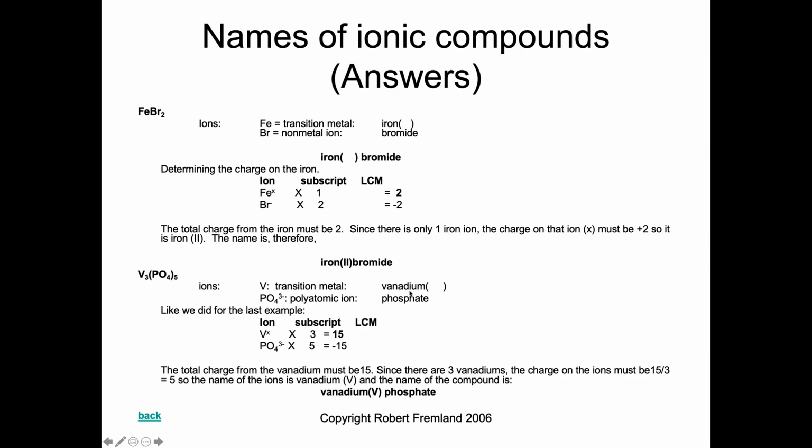It's going to be called vanadium something phosphate. So vanadium is a transition metal. Phosphate is a -3. There are 5 of them. It means 15 negatives, which means 15 positives. There are only 3 vanadiums. 15 divided by 3 is 5. Therefore, vanadium is a +5 charge. So it's vanadium(V) phosphate.